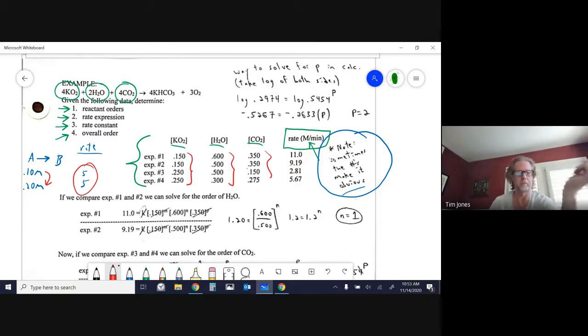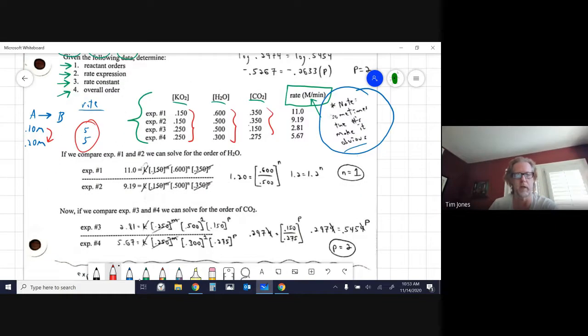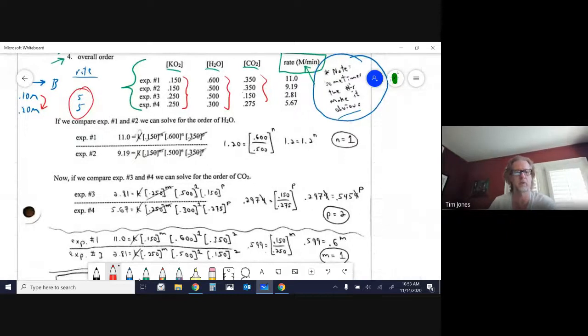So what you do is you compare any two experiments. Now, the first one I chose to do is I chose to compare experiment 1 and 2. You don't have to do 1 and 2, but I chose 1 and 2 because only one chemical was changing. The KO2 didn't change. The CO2 didn't change. The only thing that changed was right here, the water. And so finding two experiments in which only one chemical changes will allow us to find the order of that one chemical.